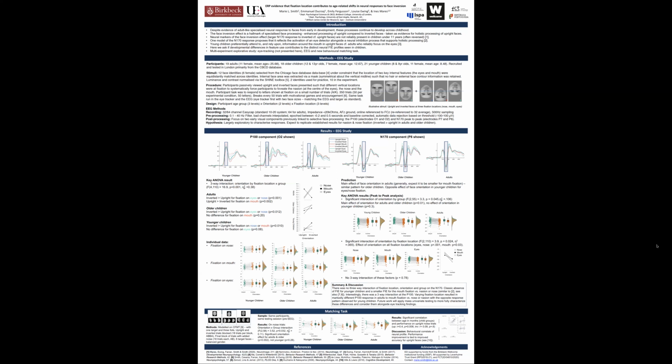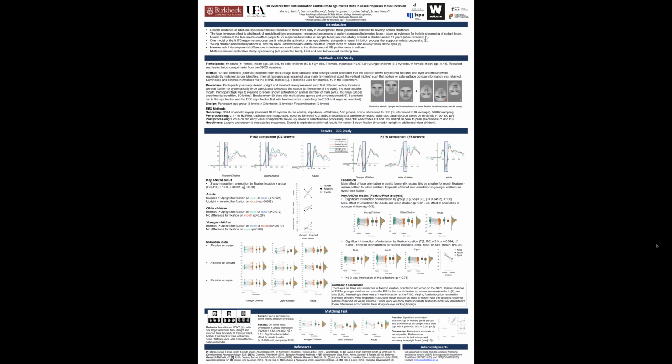However, we do report a significant three-way interaction on the P100. As you can see in the left panel, this interaction is largely driven by markedly different responses to upright and inverted faces in the adults and the younger children as a function of where they fixate. Future work will apply mass univariate testing to more fully characterize these differences and consider them alongside the eye tracking findings. Finally, in the poster, we also present a new behavioural face matching task.